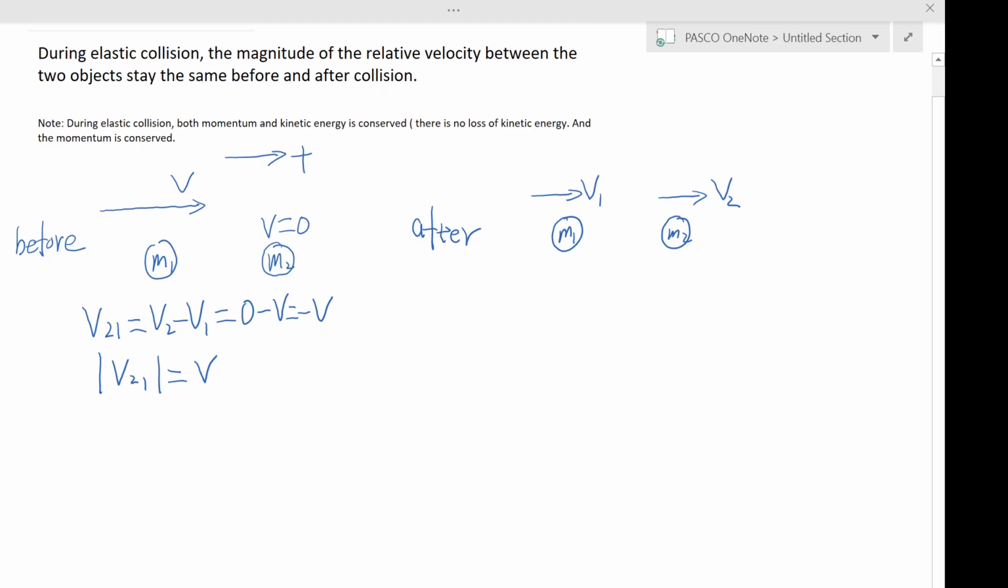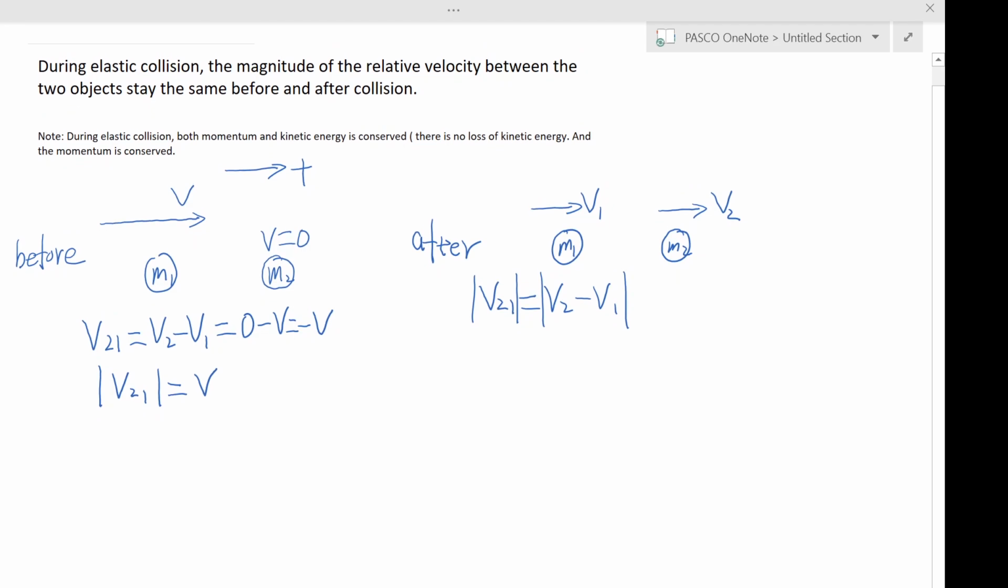Okay, and after the collision, again, v relative is v21 equals v2 minus v1, and the absolute value, which is the magnitude of their relative velocity, is the absolute value of v2 minus v1. So this is the magnitude of the relative velocity before, and this is the magnitude of the relative velocity after.